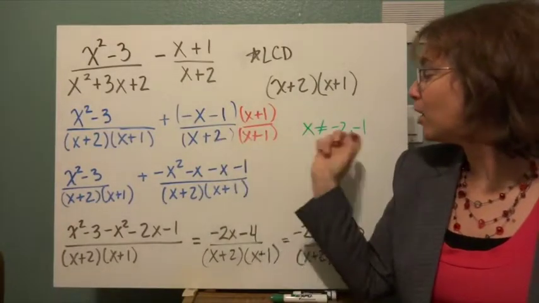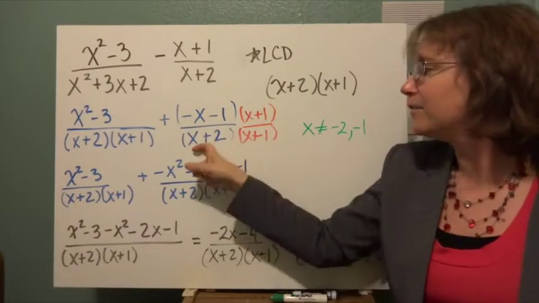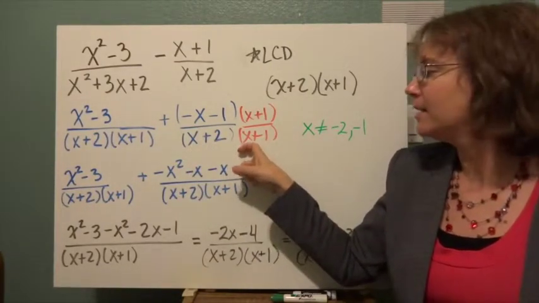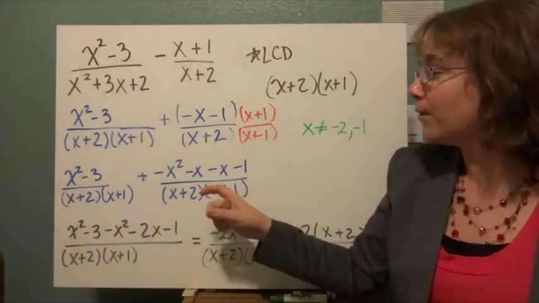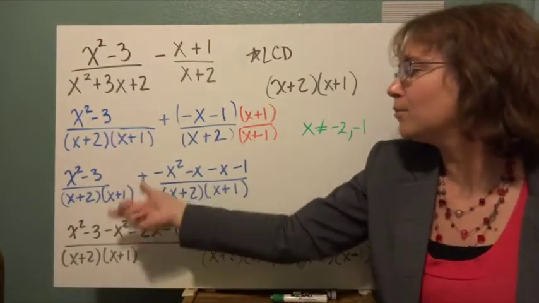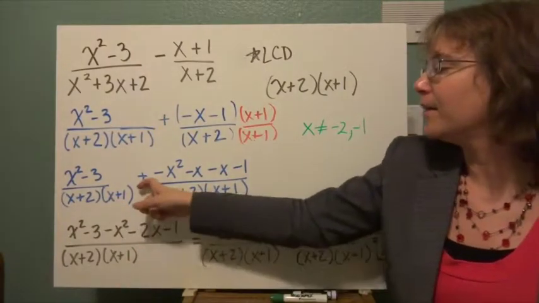Okay, so when I do that, my constraints here, x cannot be equal to negative 2, because that would make that 0, or negative 1. That would also make that 0. And we can't have a 0 in our denominator. Okay, so now we've got the same fraction. We didn't need to multiply this by anything. It already had everything needed in the common denominator.